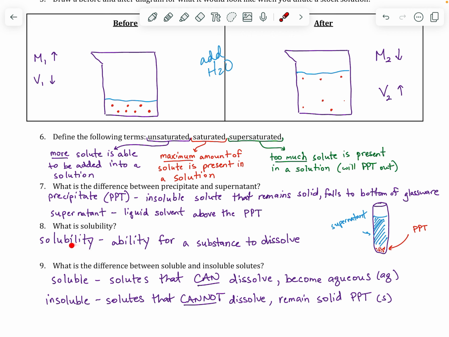Solubility, I like to look at that suffix "ability" as the ability to do something, and solubility is the ability for something to dissolve.